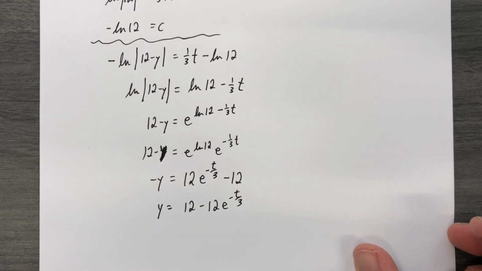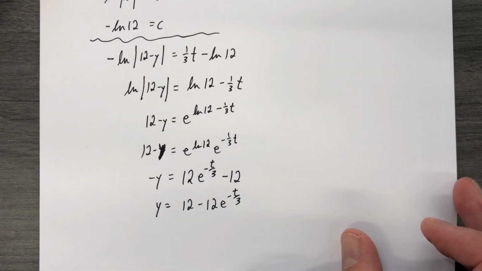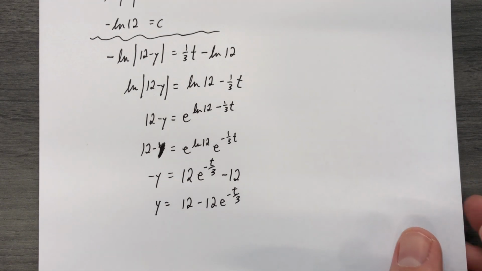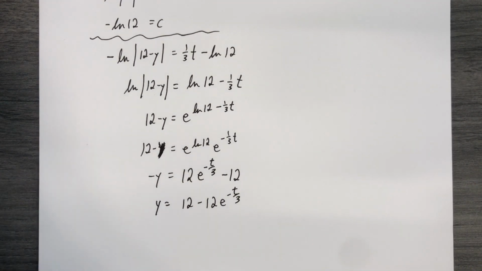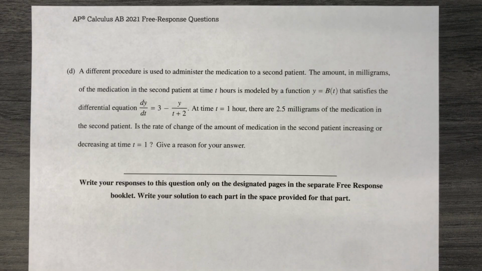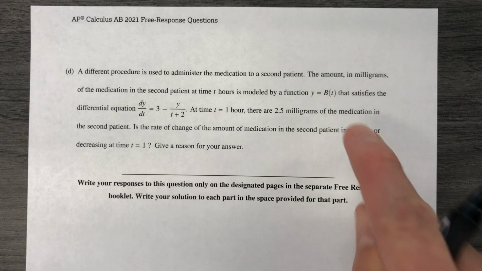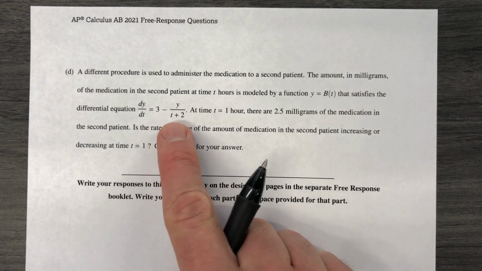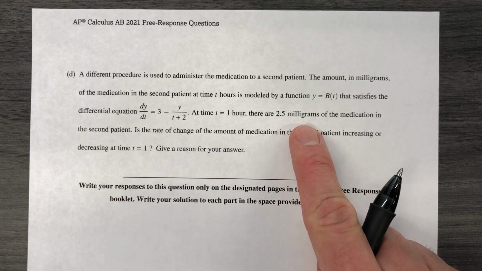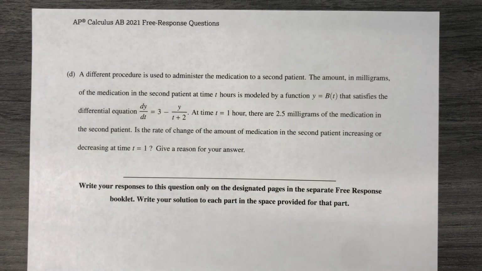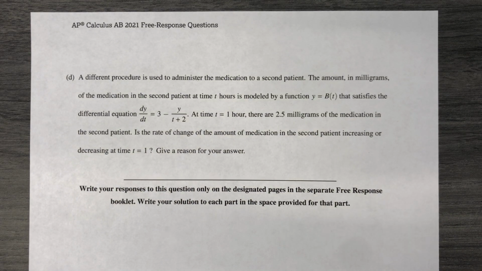Let's move on to part D, which I will not be able to do on the same page. Part D says something crazy. It's a lot. A different procedure is used to administer medication to a second patient. The amount in milligrams of medication in the second patient is modeled by this function, y equals B of t, which satisfies this differential equation. At time t equals 1 hour, there are 2.5 milligrams of the medication in the second patient. Is the rate of change of the amount of medication in the second patient increasing or decreasing at time t equals 1? Give a reason for your answer.